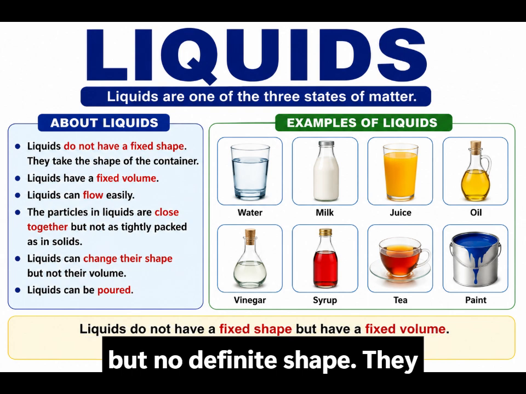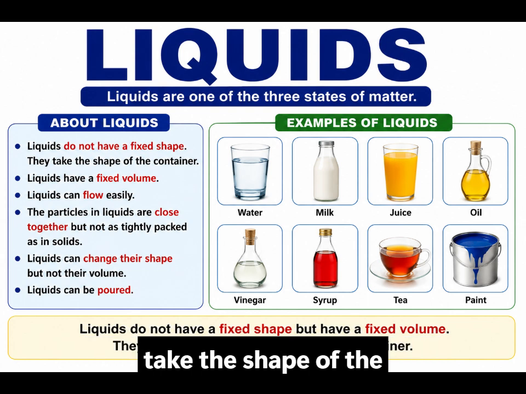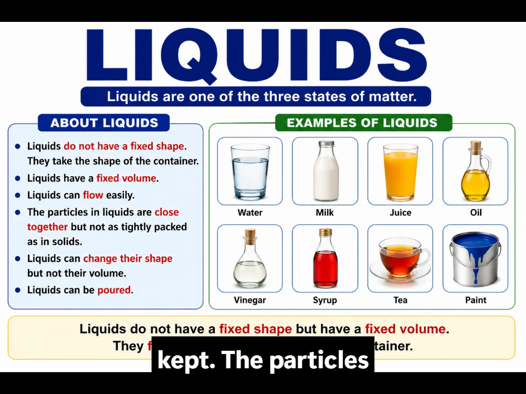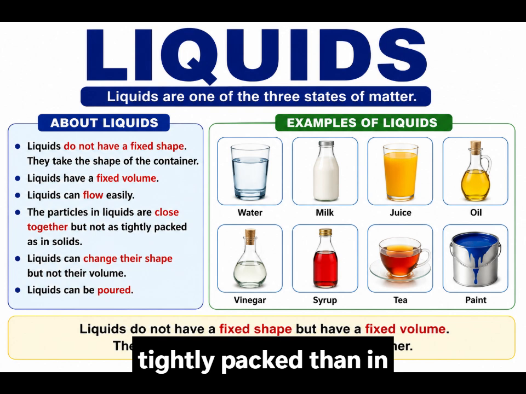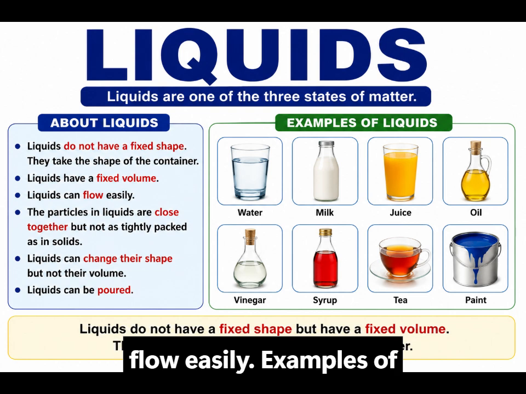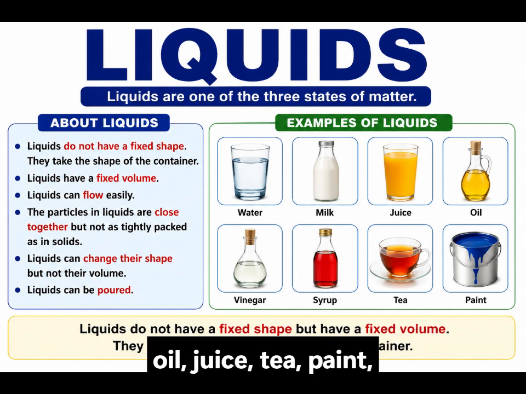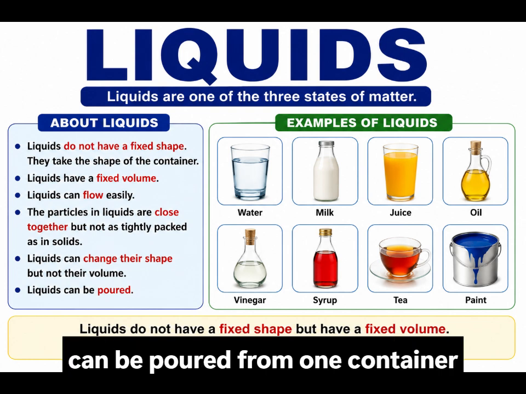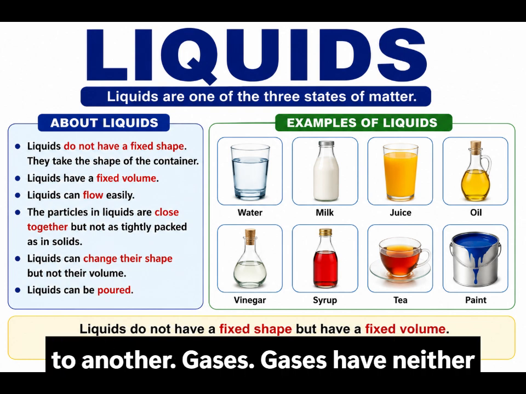Liquids. Liquids have a definite volume but no definite shape. They take the shape of the container in which they are kept. The particles in liquids are less tightly packed than in solids. Therefore, liquids can flow easily. Examples of liquids are water, milk, oil, juice, tea, paint, vinegar, syrup. Liquids can be poured from one container to another.